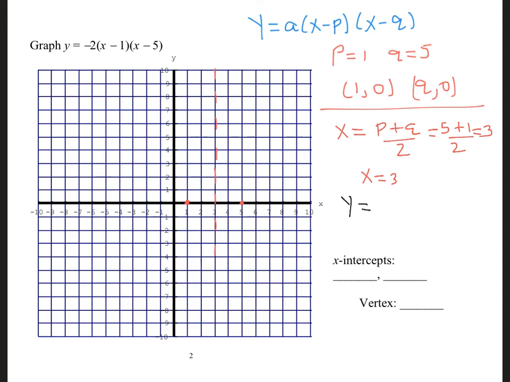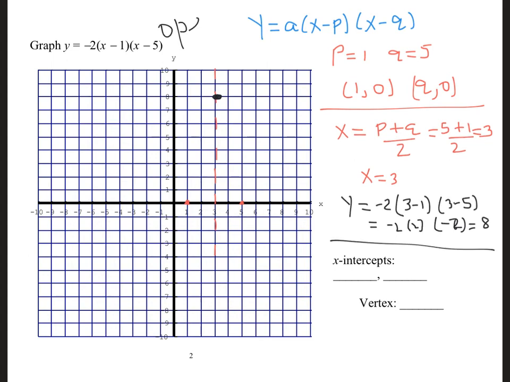So I get negative 2, and then I have 3 minus 1, and then 3 minus 5, which gives negative 2. This is times 2, and this will be times negative 2, so this is going to be positive 8. Now I just need to plot the point here. And since I see a is negative, I know it's going to open down.